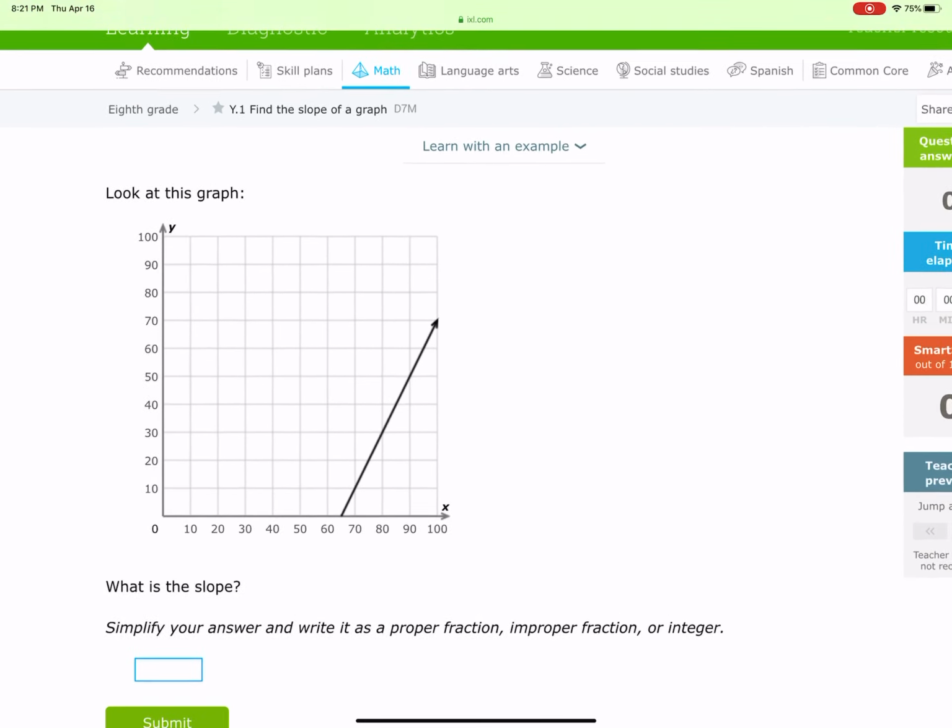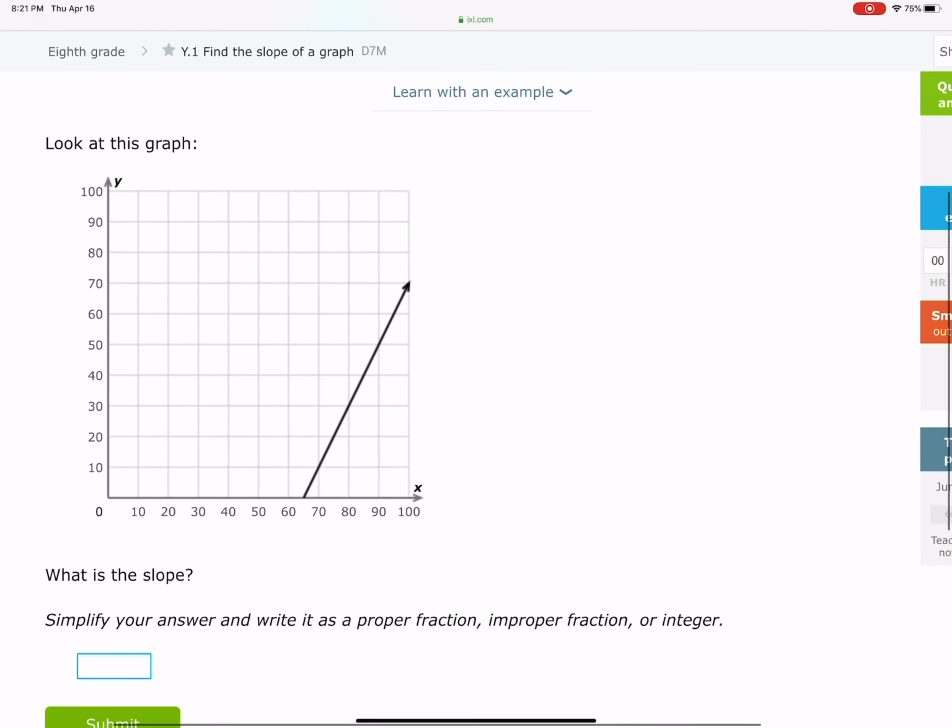And all it's asking you is for the slope. And if you were present at the Zoom meetings this week, we did take notes on how to find slope. You can find slope 3 different ways. You can find it by using the formula. You can find it by reading a graph. Or you can find it by reading an equation that's in y equals mx plus b form.